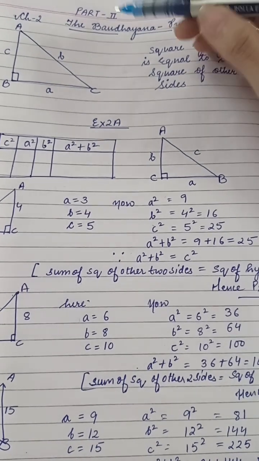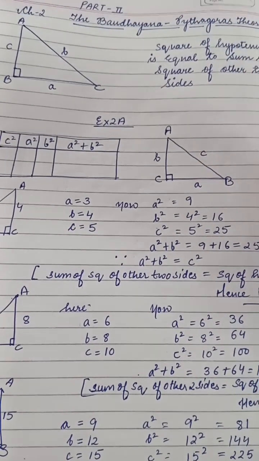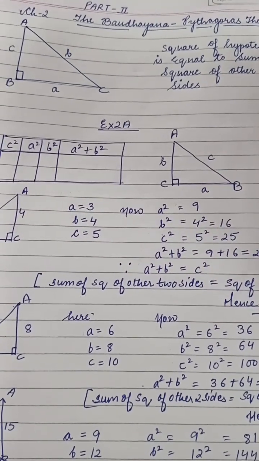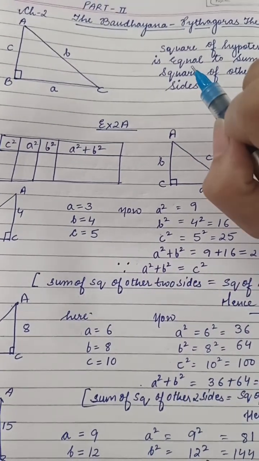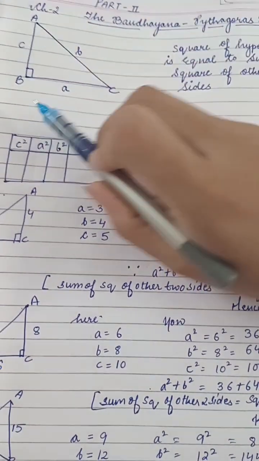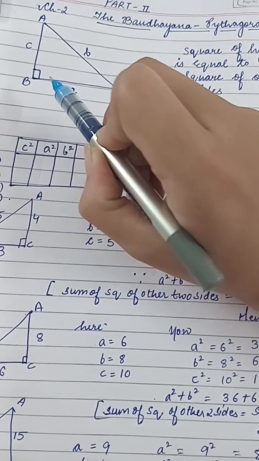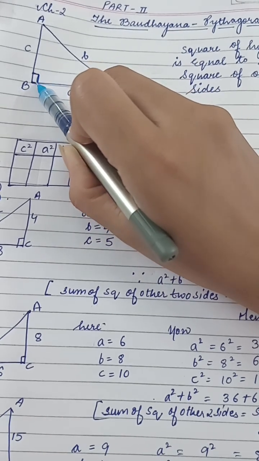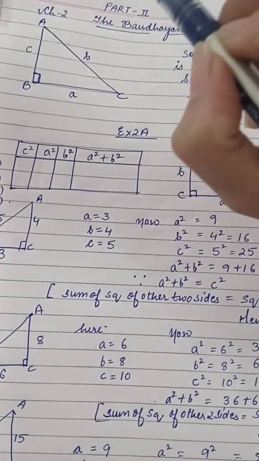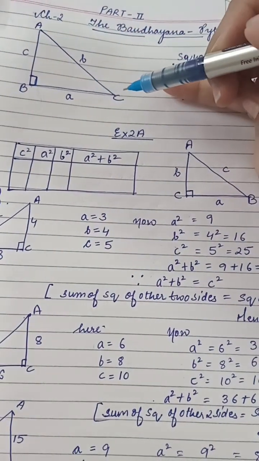In this chapter, the specific triangle we are going to study is the right angle triangle, and its sides. This is basically about the sides of a right angle triangle. In a right angle triangle there will be one angle that is 90 degrees, which is the right angle. It could be angle A, B or C, but only one angle will be 90 degrees.